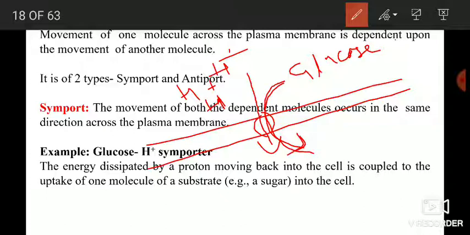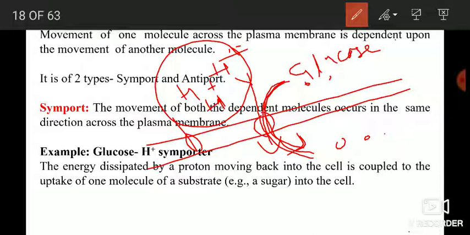This H positive ion gradient is created as a result of hydrogen ion extrusion with the help of proton pumps. This leads to the creation of electrochemical potential gradients which store energy. When H positive ions move back, they also take with them the glucose molecules which move from lower concentration to higher concentration. This is the best example of symport. That means both the molecules which move, move in the same direction.